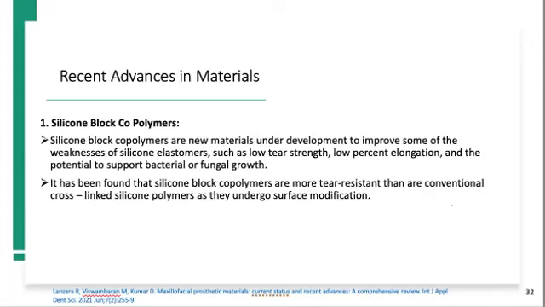Now, the recent advances in materials, especially in the elastomers, like silicone block copolymers, this material is under development to improve some of the weaknesses of silicone elastomers, such as the low tear strength, the low percent of elongation, and the potential to support bacterial or fungal growth. It was found that this material undergoes surface modifications, which improve its tear resistance compared with the conventional cross-linked silicone polymers.